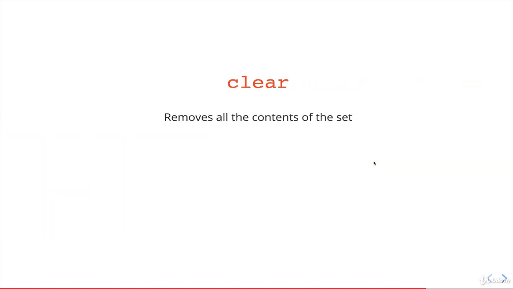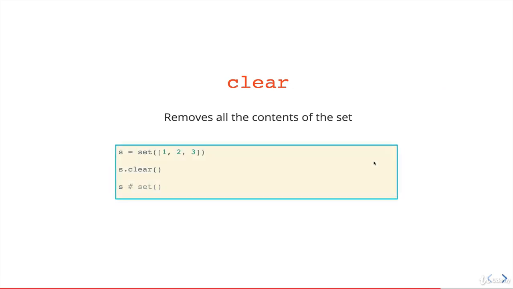Next is clear, also a very straightforward one, which removes the entire contents of the set, starts over. It deletes everything. So I won't do it. I don't want to sacrifice our cities set, but if I did cities.clear, it would just show up empty.